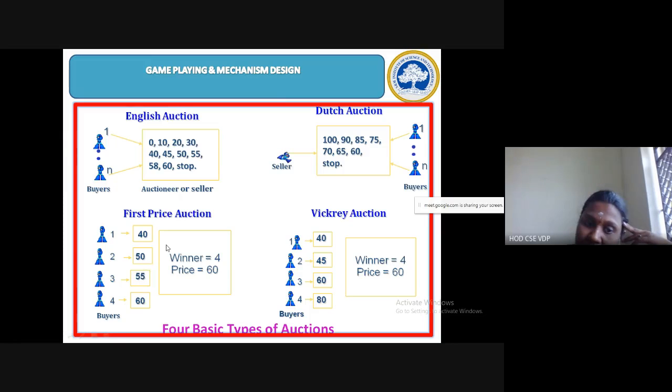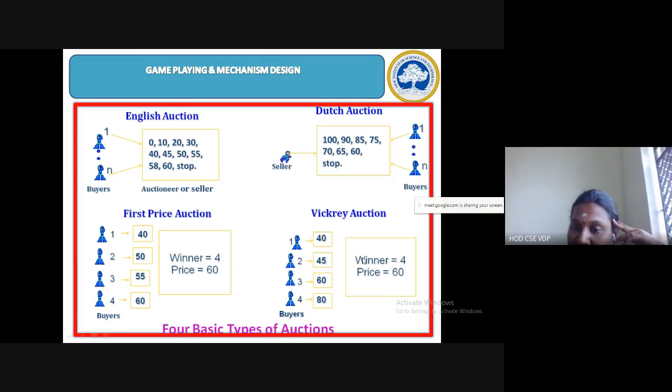Then first price auction is, so you have all the auctions. The person who has quoted the highest price will be the winner of that particular auction. That is first price auction. So these two will be the common tenders, right? Whatever they follow in the government office.